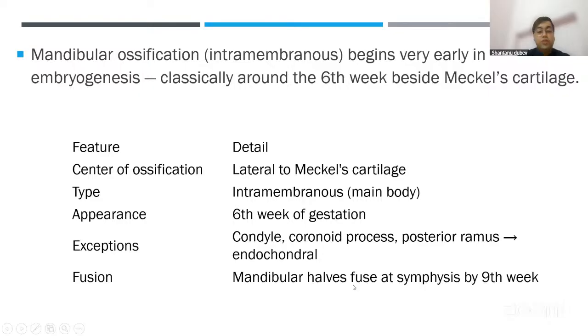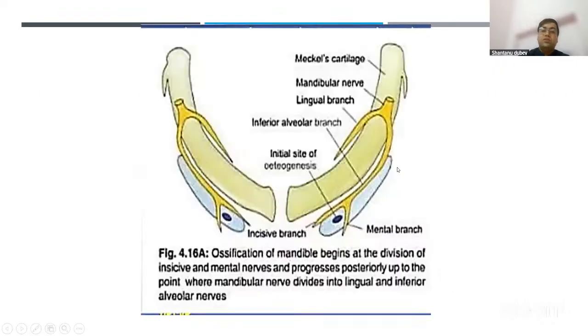When does the fusion of these halves happen? The fusion of the mandibular halves happens at the symphysis by the 9th week. This is what I was talking about: the site is lateral to Meckel's cartilage. This green thing that you see is the Meckel's cartilage. This is the mandibular nerve, which gets branched into the lingual and the inferior alveolar branch. When the inferior alveolar branch divides into the mental and incisive branches, that is where the initial site of ossification is. I want you to remember that it is lateral to the Meckel's cartilage.